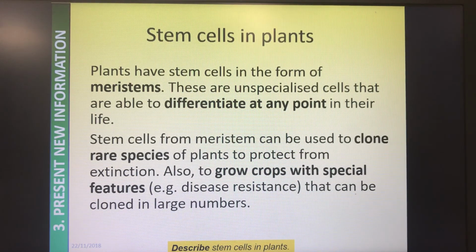It might be that we have a plant that can give us a particular medicine and we need lots of that medicine, so that we could use meristem cells to get lots of that particular plant for the medicine. Or it might be that they have some other kind of special feature that means we would like to have lots of them. Hope you found that useful.